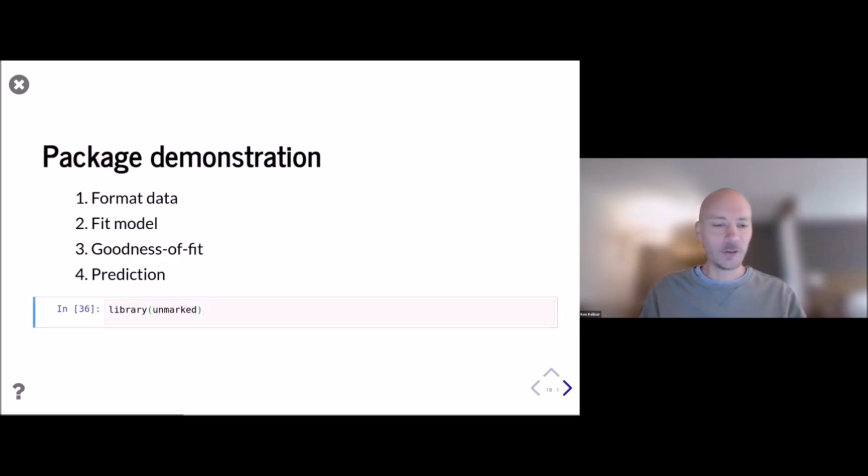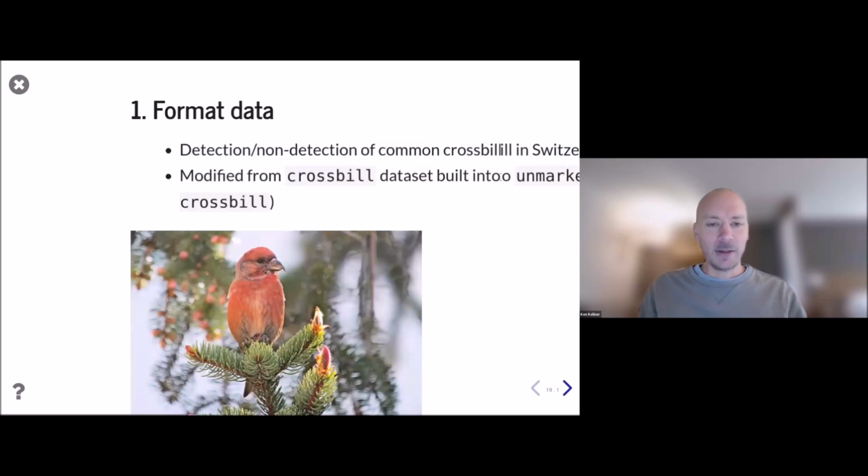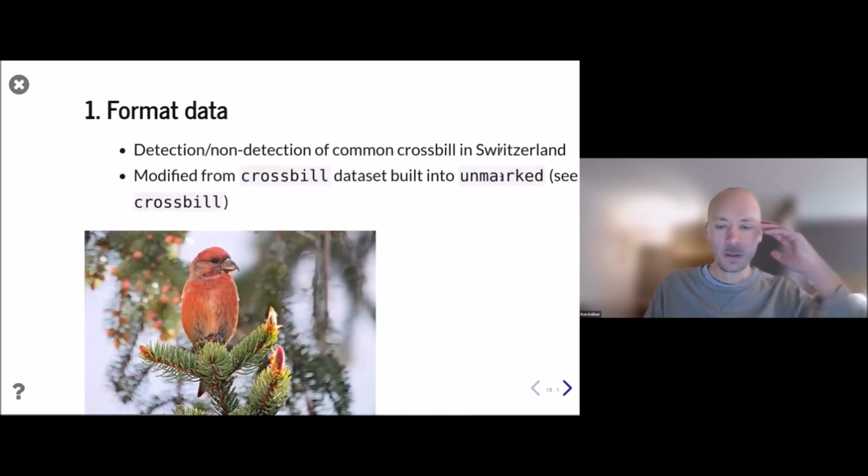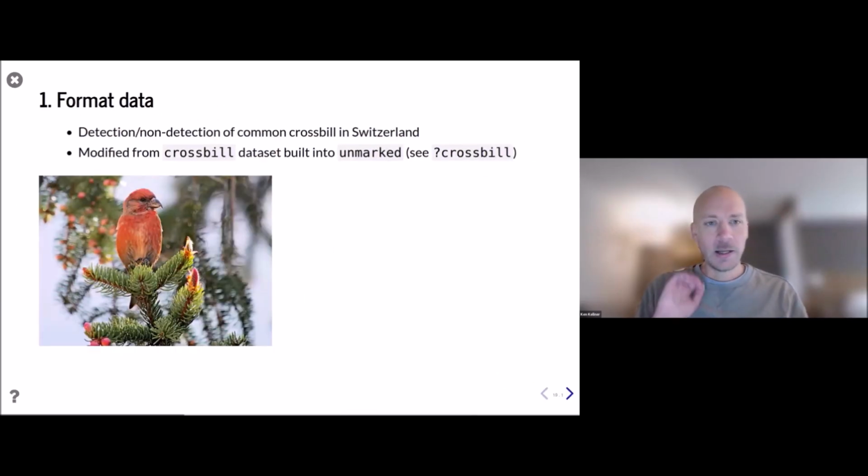So the first step is to load the unmarked library. And again, if you want to follow along, you can pull that out of the GitHub folder. I'm going to be working with this data set of a bird, a crossbill, which is found in Switzerland. I don't know much about it, to be honest, but it's a data set that's kind of neat and usable for a bunch of different model types. And it's built into unmarked, so everyone has access to the full data set.